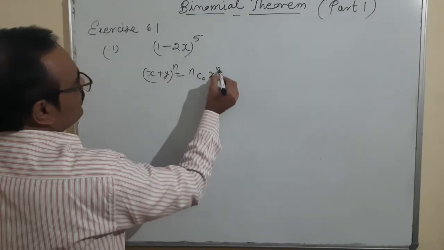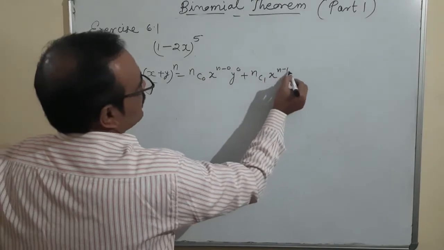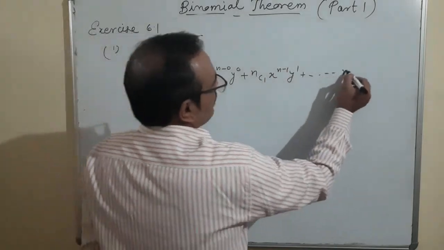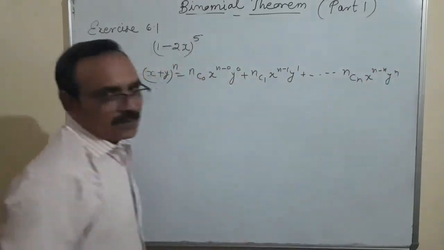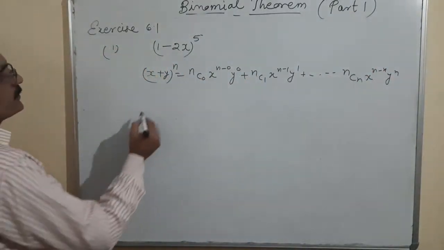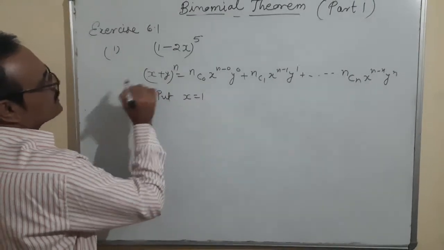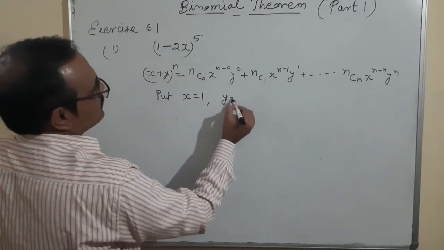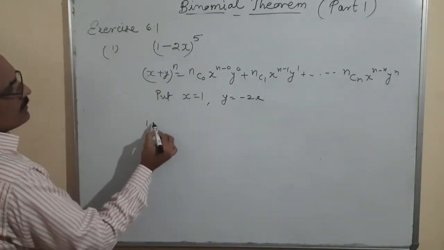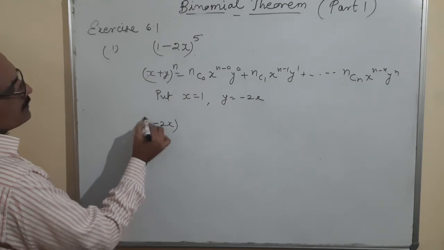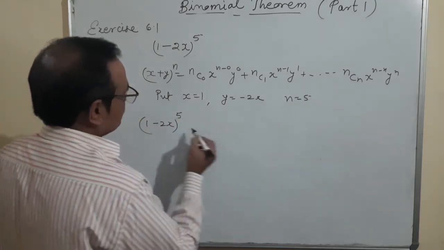nC0, x to the power n minus 0, y to the power 0. nC1, x to the power n minus 1, y to the power 1. nCn, x to the power n minus n, y to the power n. That's it. Okay, in that, put x is equal to 1 and y is equal to minus 2x. Right? So it is 1 minus 2x to the power 5 and n is equal to 5.